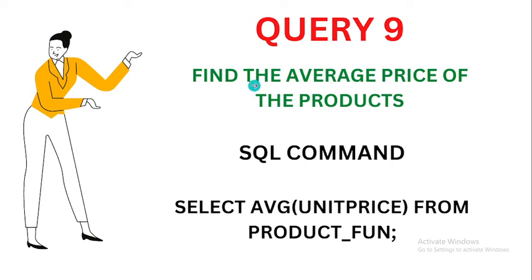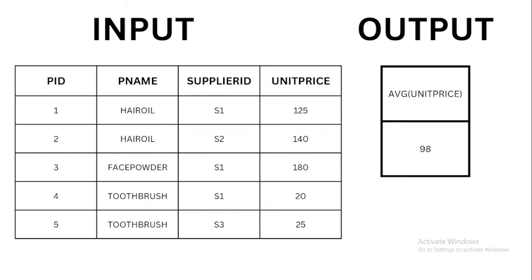So the question is, find the average price of the product, for which we have written this SQL command. Select average, inside parentheses unit price, which is our column name on which the average function is applied, from table name, and our table name is product_fun. Let's see what our output will be.